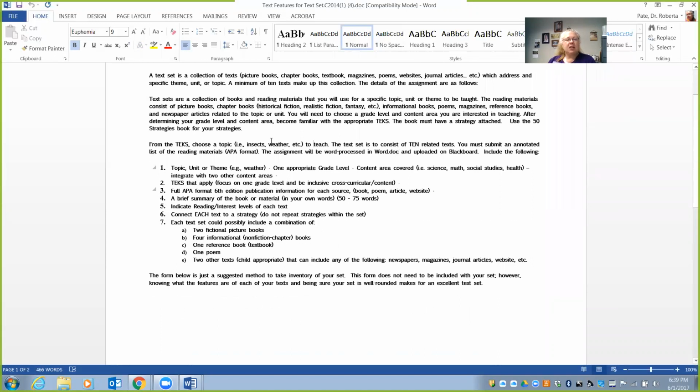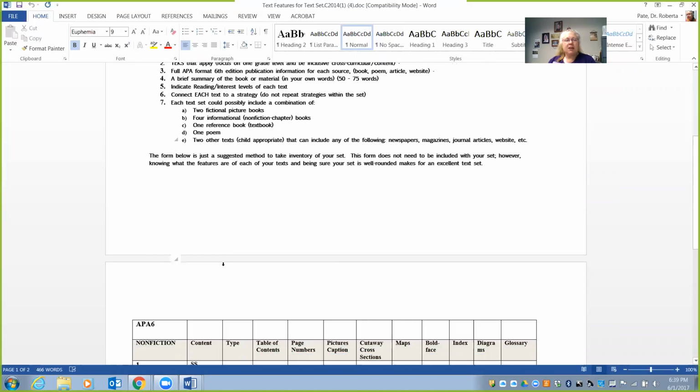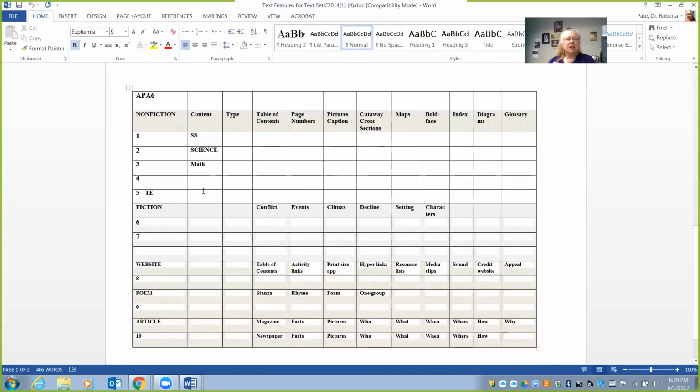And here I'm just giving you another little format just to help you out. And then down below, this is something that I don't need for you to put in your set, but you're more than welcome to copy it and put it in as part of a reference page. This is just to guide you a little bit, give you some ideas. For instance, maybe social studies is my major one, and then science and math. And I'm just going to see how can I use it. And fiction, website, poem, article. This is just a template.